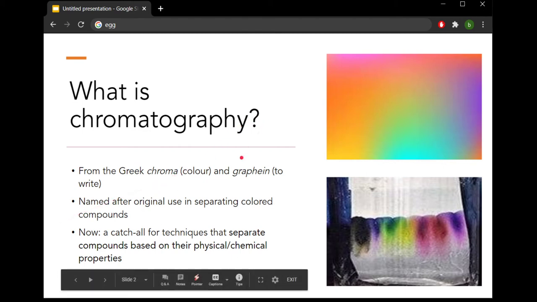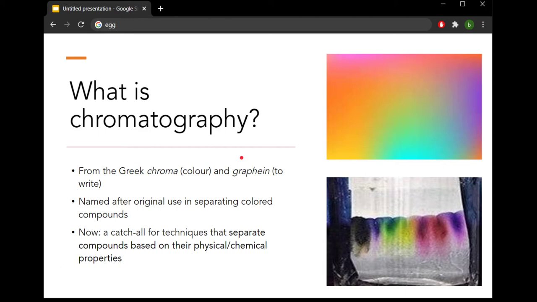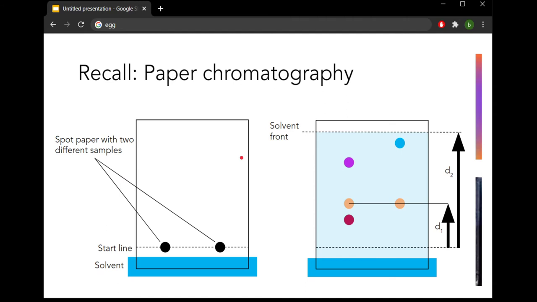So now, instead of just separating colored compounds, we can use chromatography as a catch-all name for techniques that separate compounds based on their physical chemical properties. For example, their mass, their polarity, their chirality, and so on. So back in school, we remember that when we place a little dot of a mixture at the bottom of a paper and we let it separate, right?